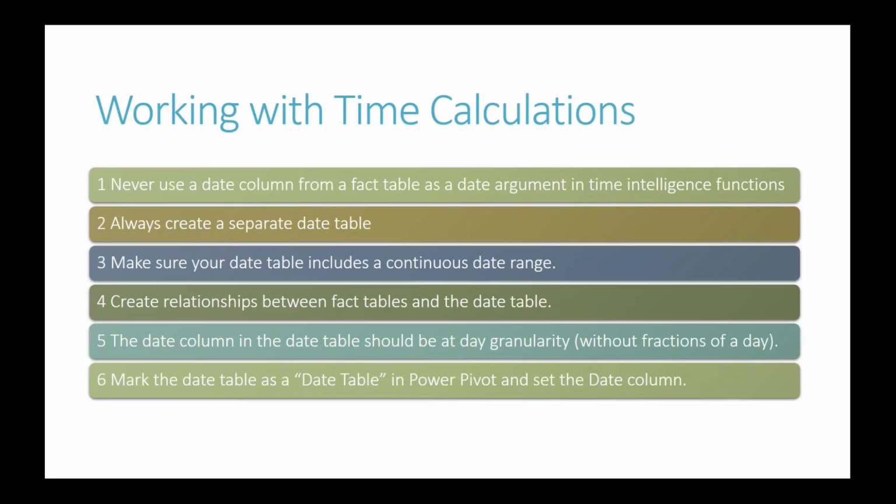Now, if you're going to work with time calculations, there are a number of recommendations that I would like to stress. The first one is never use a date column from a fact table. I mean, don't use the posting date from the invoice table, for example. We need a separate date table. One reason is that, for example, in our invoices table, we might not have an invoice on the 3rd of January, so that date will be missing if you use it as a date table. If you use a separate date table, you will be sure that you'll have a continuous date range. Create relationships between the fact tables and the date table. The date column in your date dimension should be the lowest, the day should be the lowest granularity.